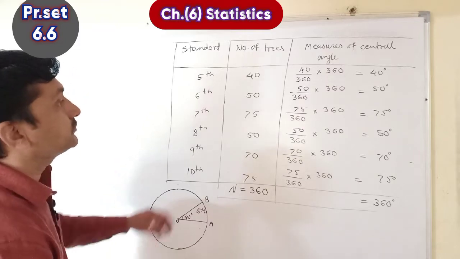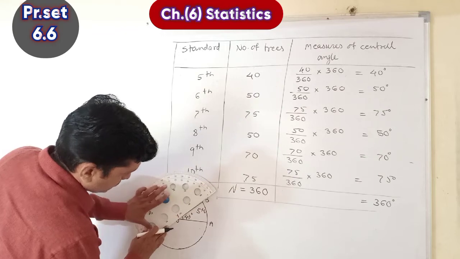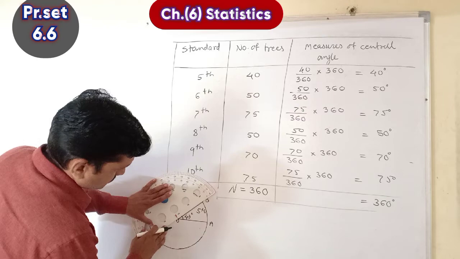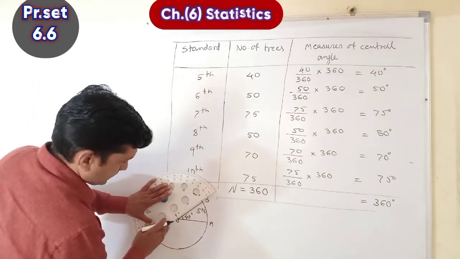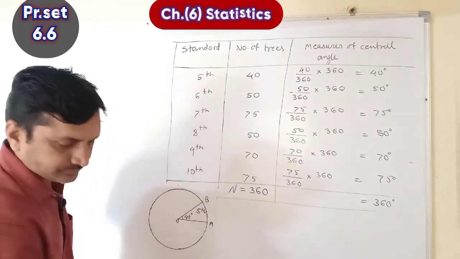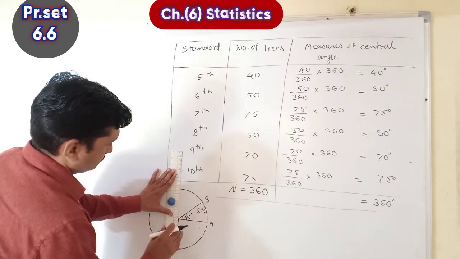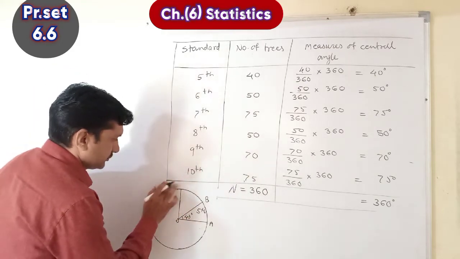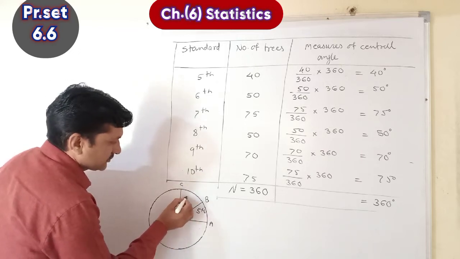Now for 6th standard 50 degree. Now on OB you keep protractor, 50 is here. Here C, 50 degree, 6th standard.